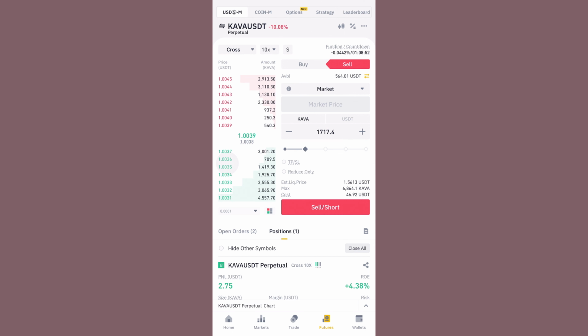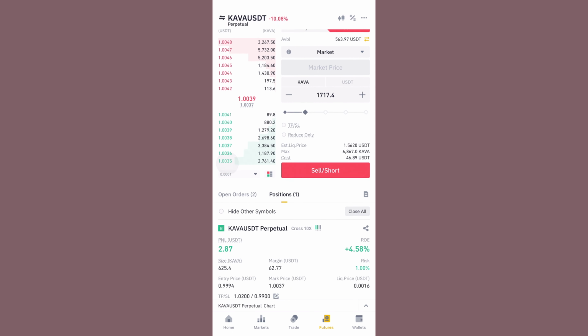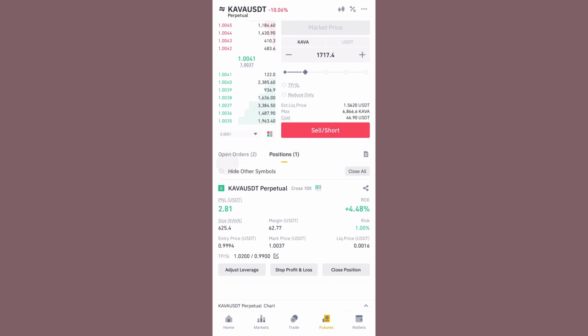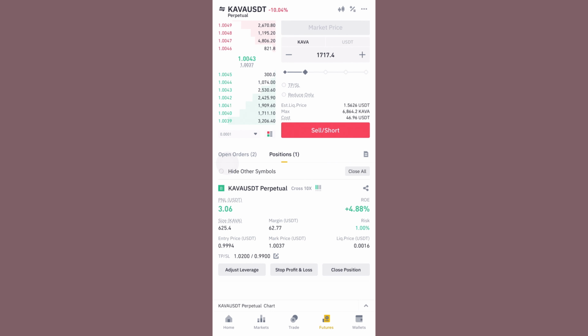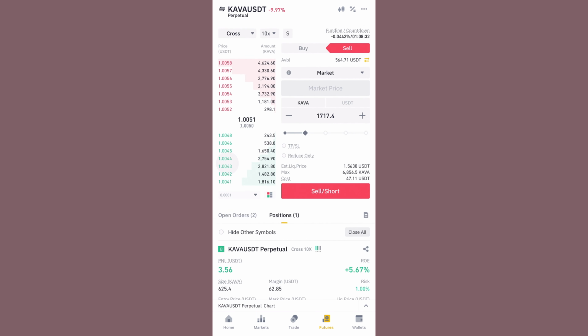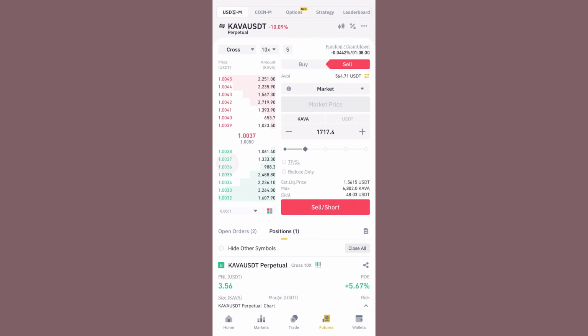So far, I believe you should know how to enter a futures trade right about now. And if you want to exit at any point, you can click on the close position and it will ask you to confirm. As soon as I confirm, it is going to end this trade. But I'm not going to end this trade right now because, as you can see, it is going so well and it looks like I should hit the take profit position as soon as possible.